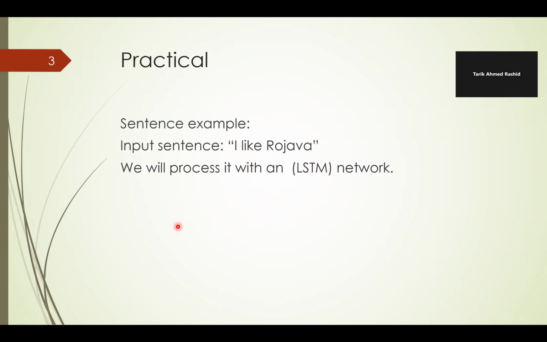So here we have a practical example of input synthesis. I like Rojava. So in this part, practical two, I'm going to do only the word I. I will enter it to the LSTM and we get the output. The next video will be like, and the one after will be Rojava. So these are three words, and we're trying to put them into LSTM and see how LSTM will process these words sequentially.